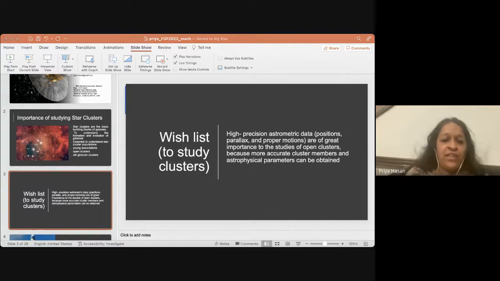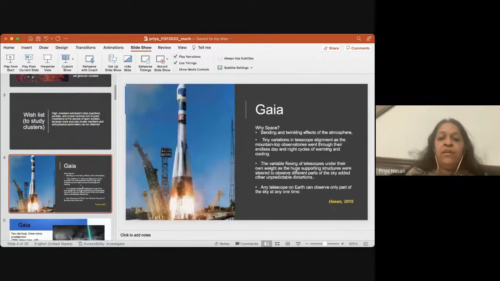So the wish list for such studies would obviously be to have a set where you actually have good astrometric data, which could help us determine cluster members, because that's very essential when you want to study astrophysical parameters of open clusters, right? And therefore the answer to this problem of ours has come in the form of Gaia, right?